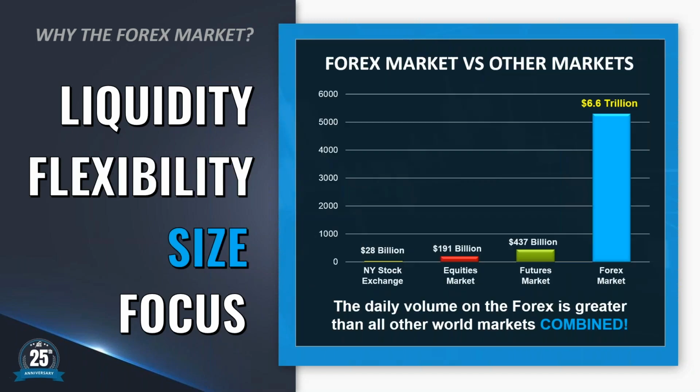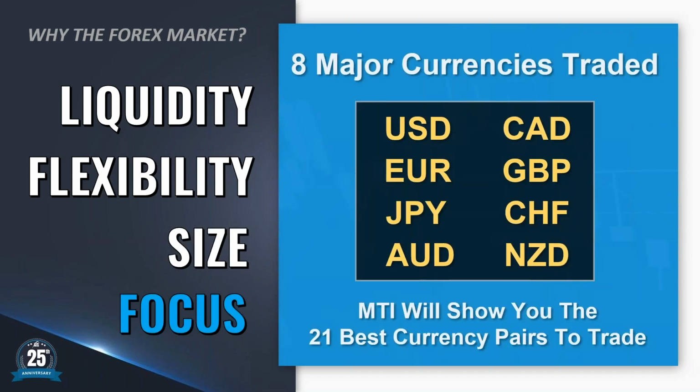Now, it's also the largest market in the world. It's a $6.6 trillion market. That means every 24 hours, over $6.6 trillion exchanging hands. You can add up all the other exchanges and it's not even close. That to me is a major advantage.